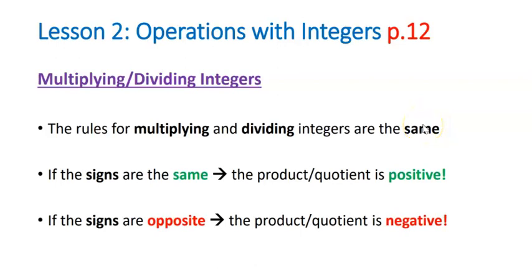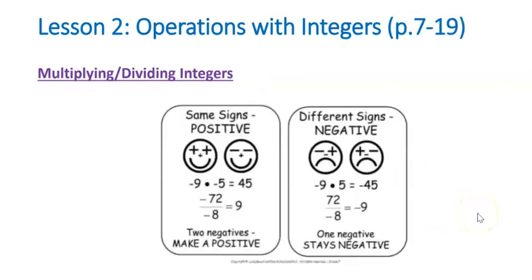In this video, we'll take a look at the rules for multiplying and dividing integers. The nice thing about multiplying and dividing integers is the rules are the same, and the rules are very straightforward. So if the signs are the same, we're going to have a positive answer. And if the signs are different, we're going to have a negative answer. This visual helps you to see it in action.